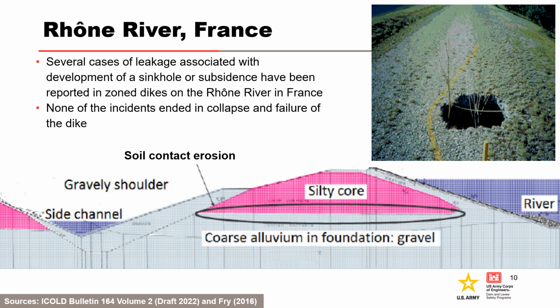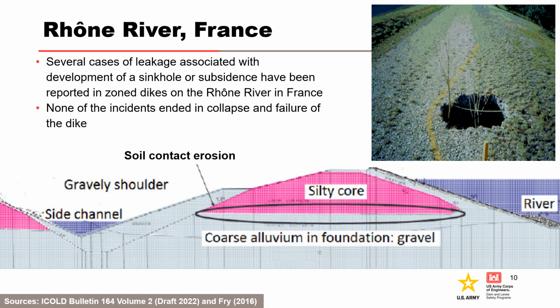Several cases of leakage associated with the development of a sinkhole or subsidence have been reported in zoned dikes on the River Rhône in France. The dikes are clay silt embankments with gravel layers on the upstream and downstream slopes, often on gravel foundations. Soil contact erosion occurs when high river levels cause high velocities in the gravel foundation, leading to the initiation of soil contact erosion at the clay silt fill and gravel interface.